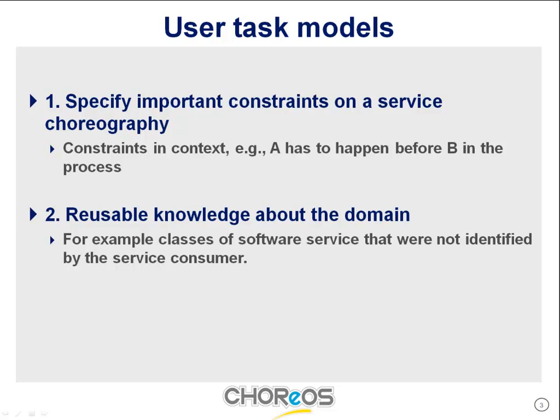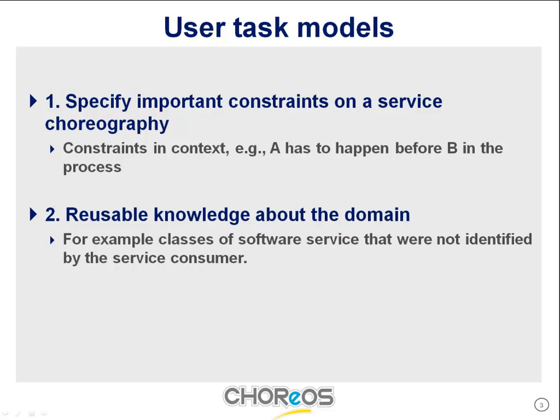The first role is to specify important constraints on a service choreography. For example, each task imposes important constraints on when subtasks can occur. These constraints inform service choreography. The second role is to link reusable knowledge about the domain in which the task occurs to the requirements on software services to invoke the task.